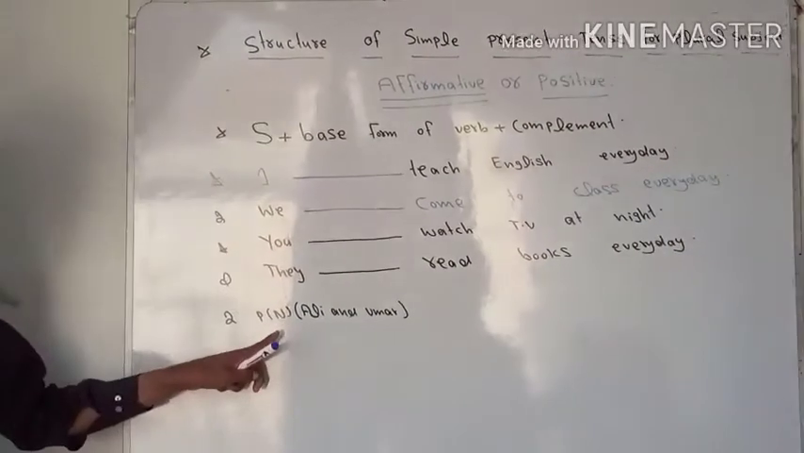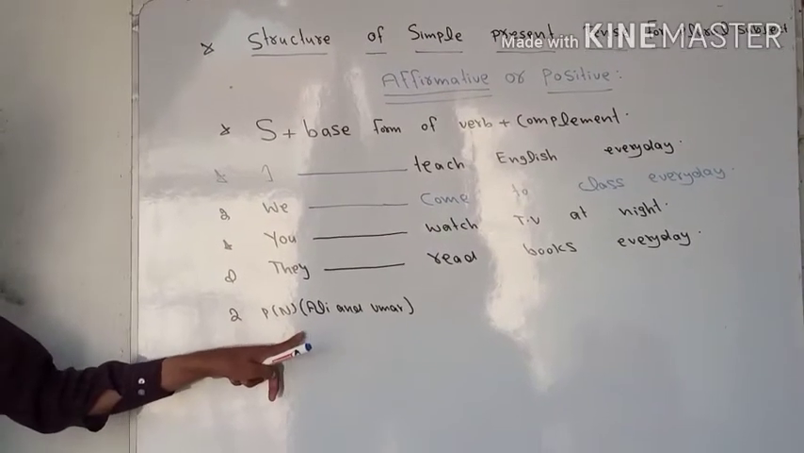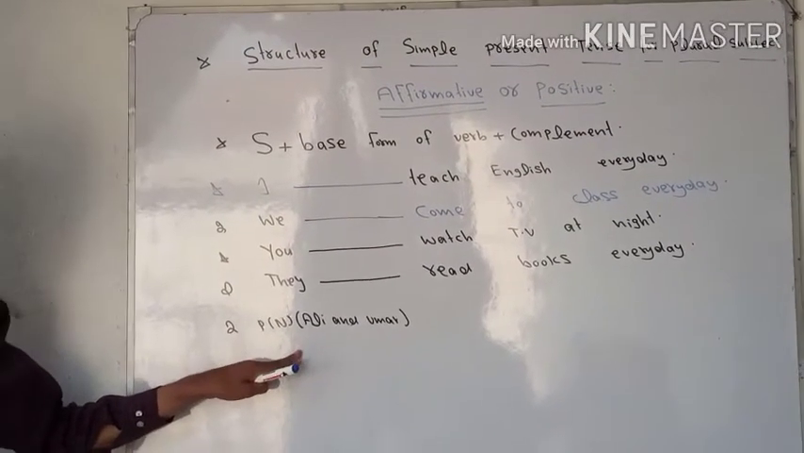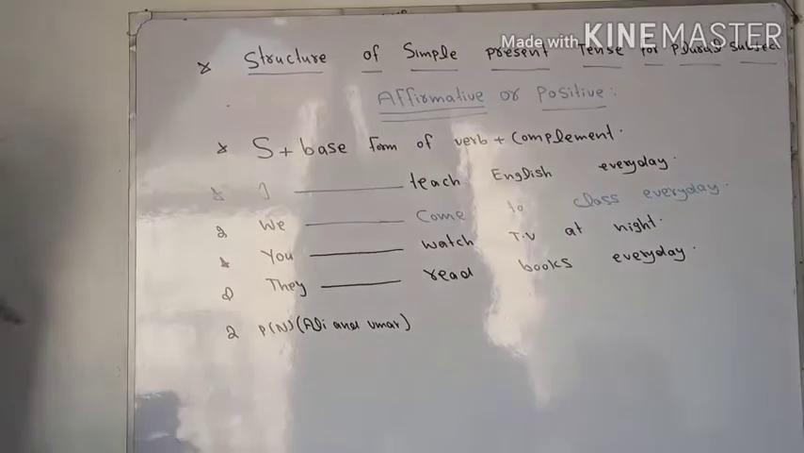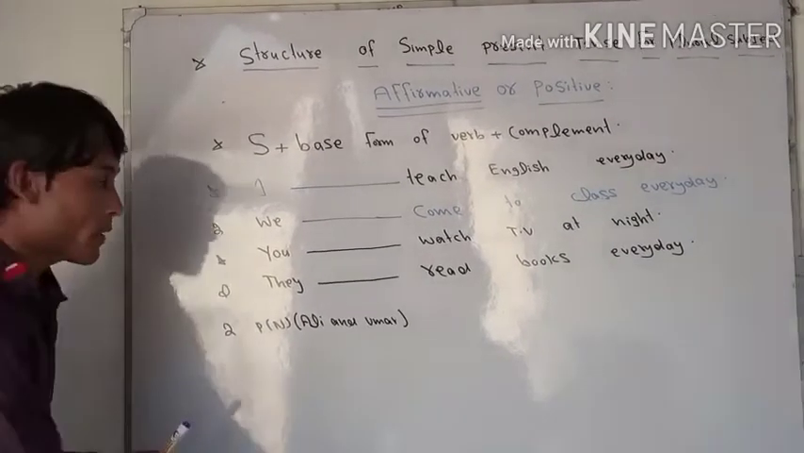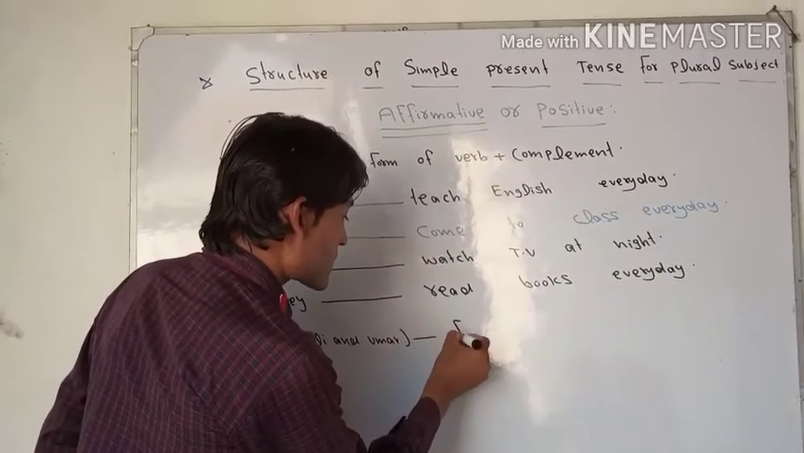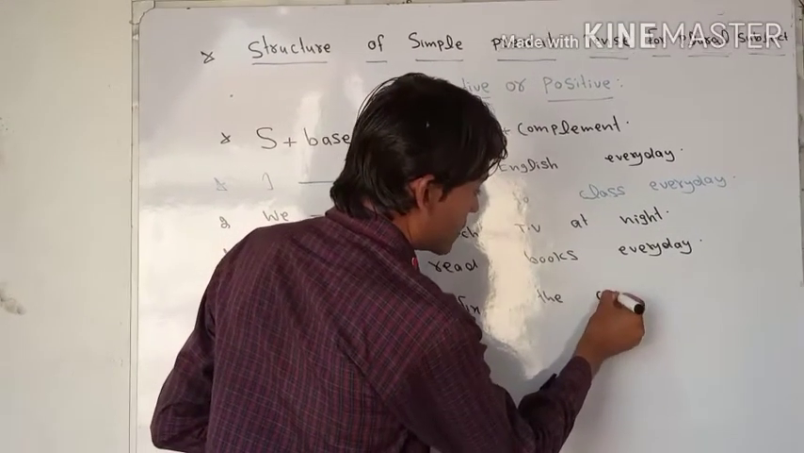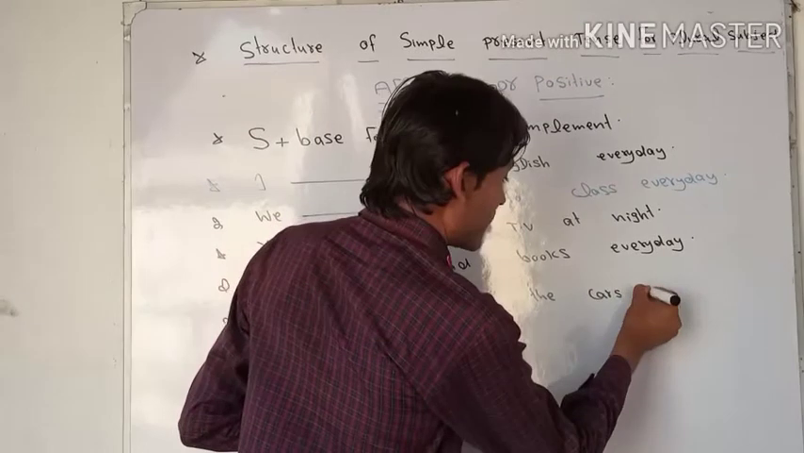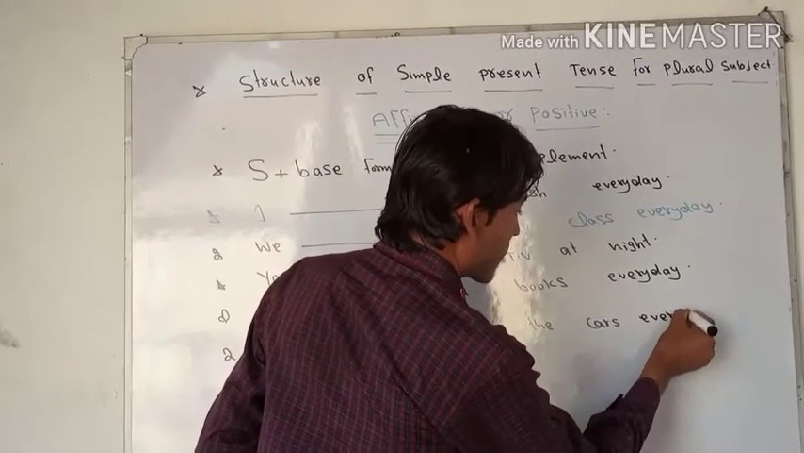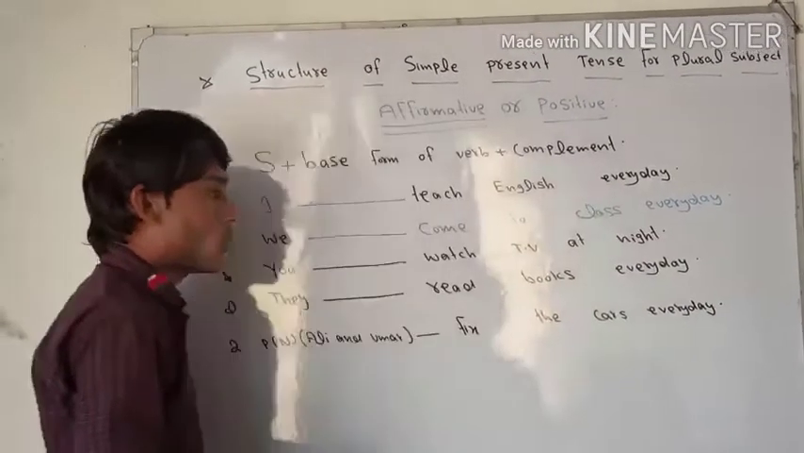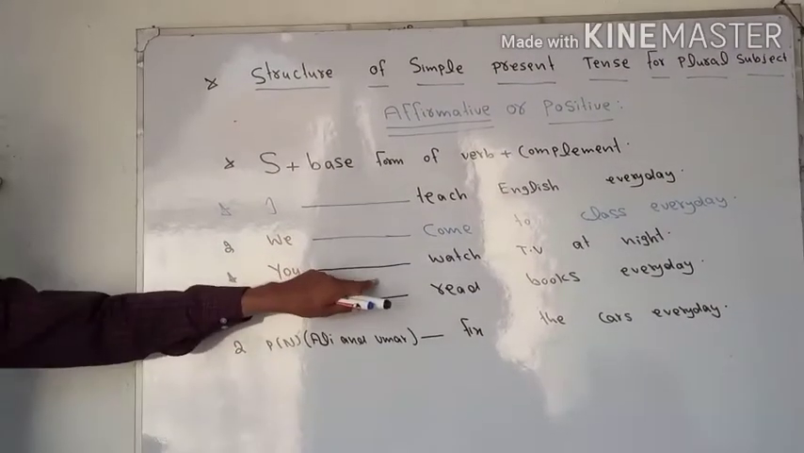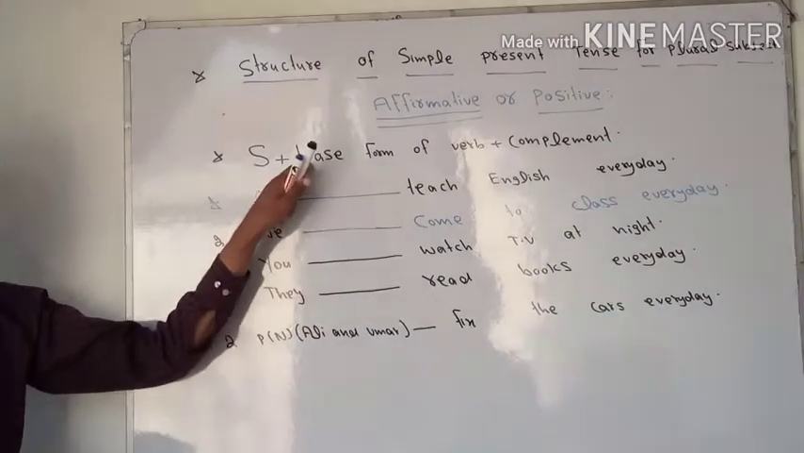Now if we talk about plural nouns, it simply means two nouns, and when two nouns come together, they will also be followed by the first form verb. Like I said, Ali and Umar fix the cars every day. So if we look at our formula, all these sentences follow this formula.